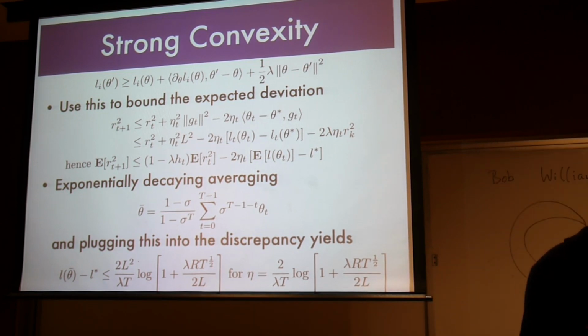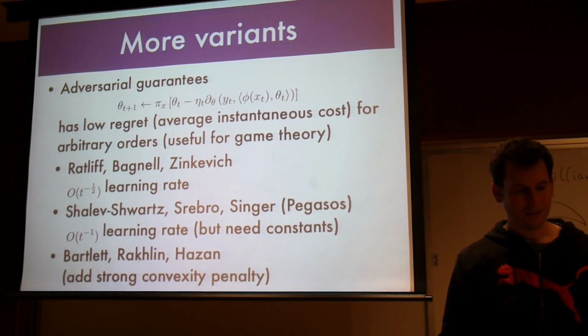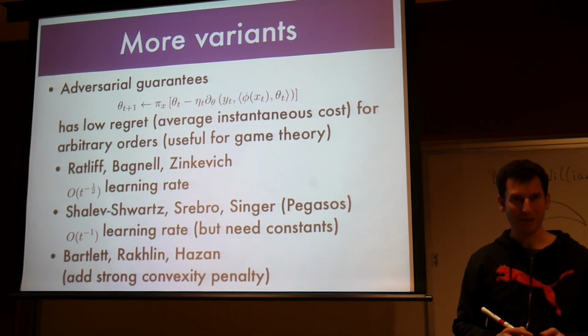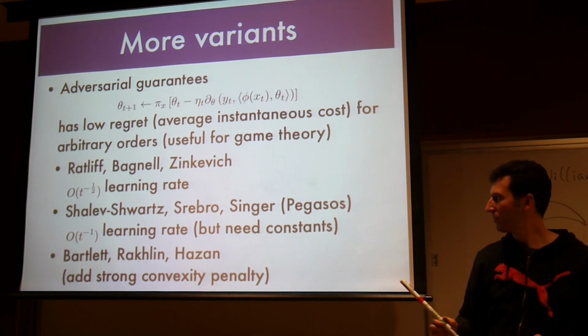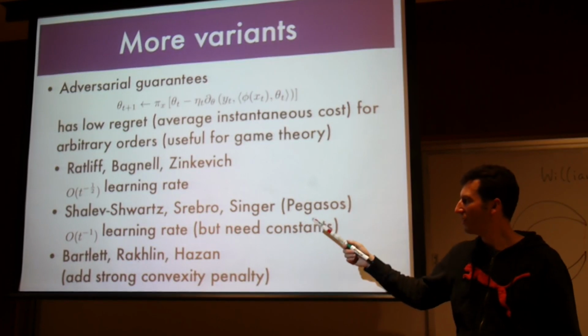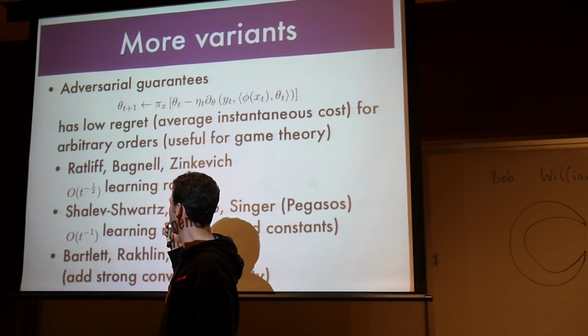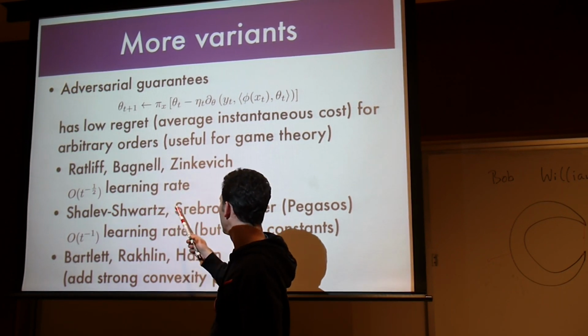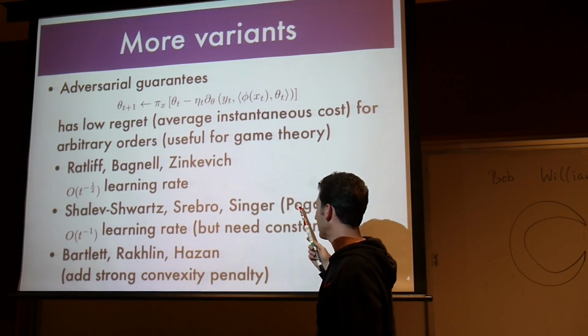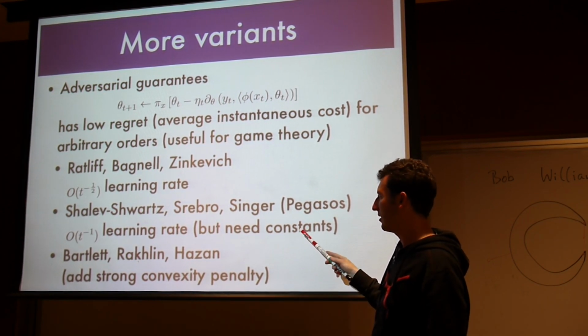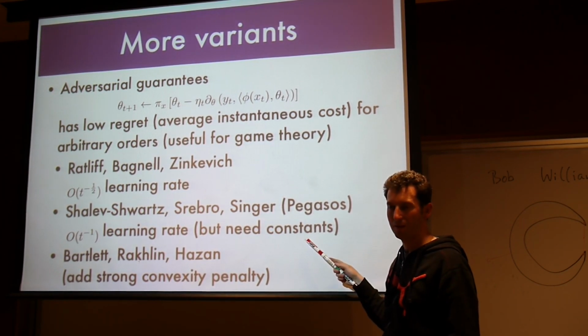Now, you can actually do a lot better than that. For instance, you can adversarially prove things like this. Ratliff, Bagnell, and Zinkevich actually show this order 1 over square root t learning rate. They get a bound. And Shalev-Shwartz, Srebro, Singer, and Pegasos get an order 1 over t learning rate, and they get tighter bounds.